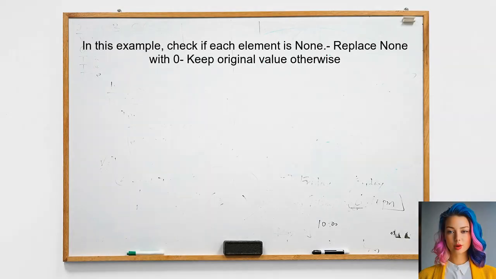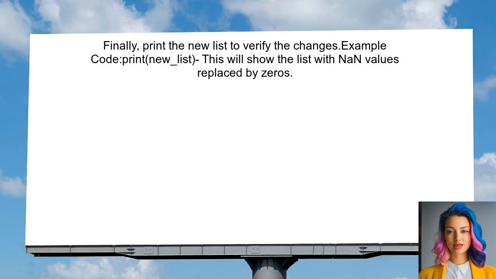In this example, the user checks if each element is None, which is commonly used to represent NaN in lists. If it is None, we replace it with 0, otherwise we keep the original value. Finally, the user can print the new list to verify that all NaN values have been replaced with zeros. This step ensures that the solution works as intended.